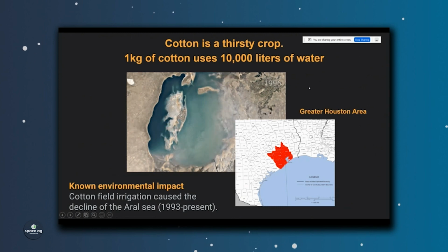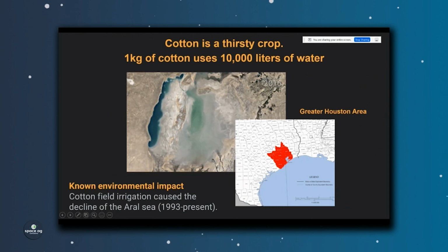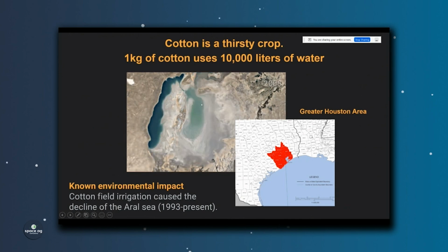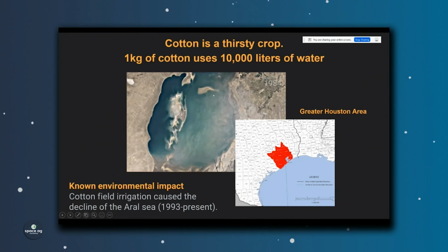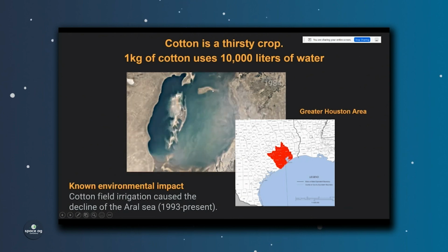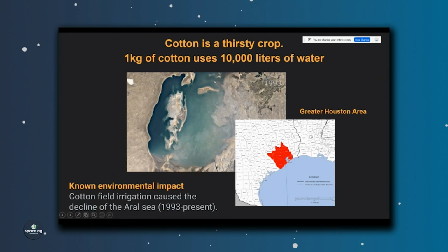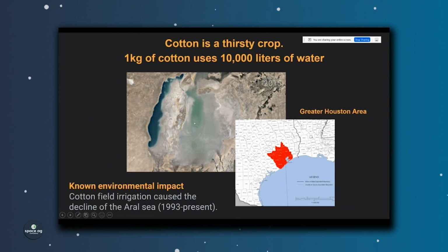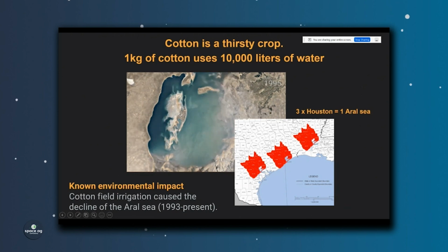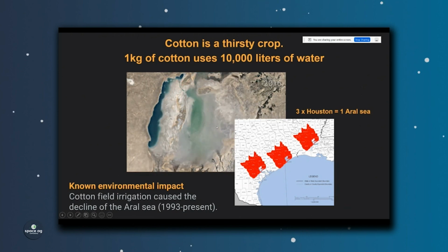However, over the last 30 years, time-lapse photography from the International Space Station has revealed that this inland sea in Uzbekistan has almost disappeared as a result of, well, very efficient irrigation in the former Soviet Union's state of Uzbekistan. For those of you that aren't familiar with the Aral Sea, its size is about the size of 3 Greater Houstons. So that's a really big sea that's disappearing because of irrigation.